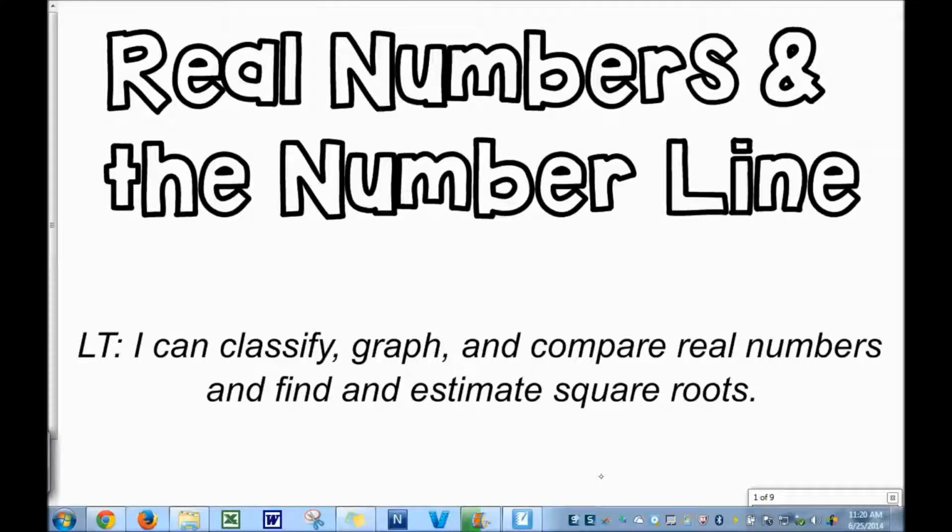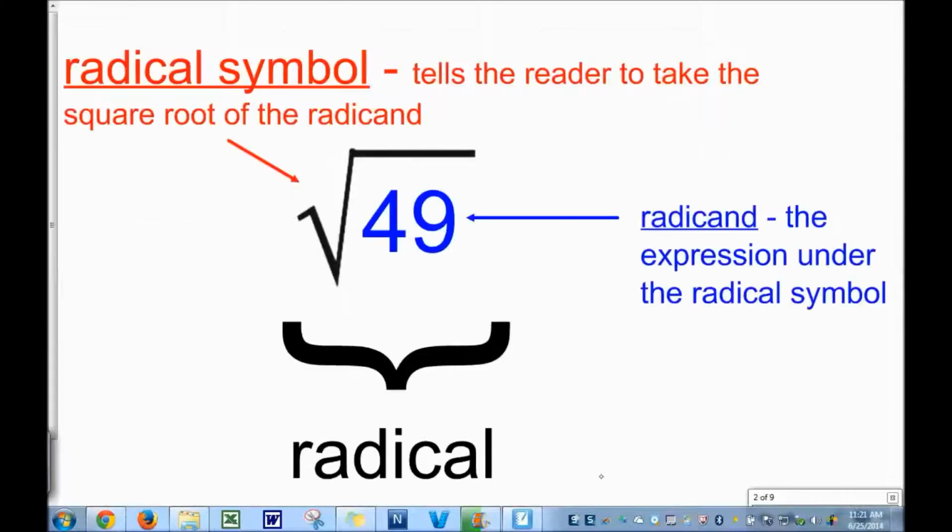Today, with real numbers in the number line, you're going to be able to classify, to graph, and to compare real numbers and find and estimate square roots. With square roots, this goes hand in hand with exponents. The whole expression is called the radical.